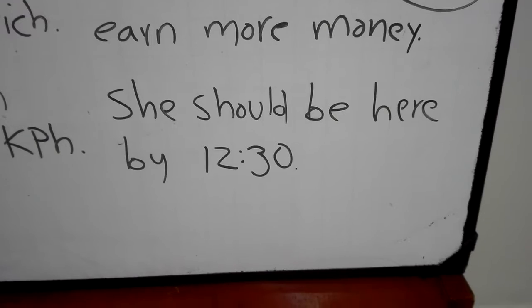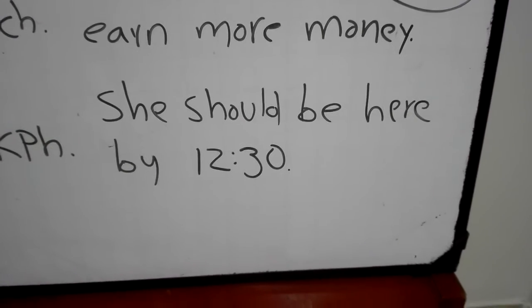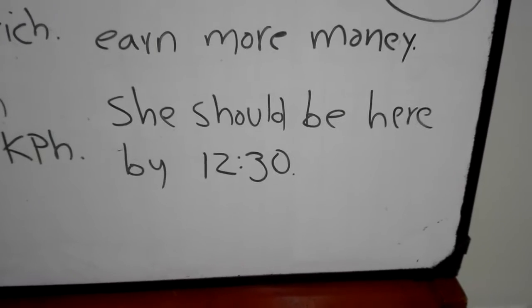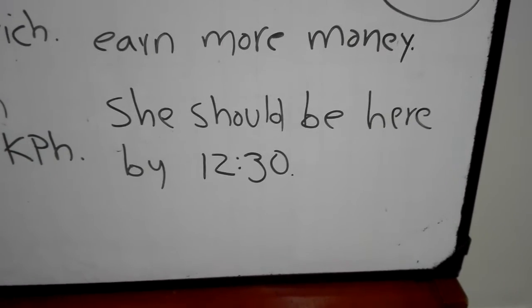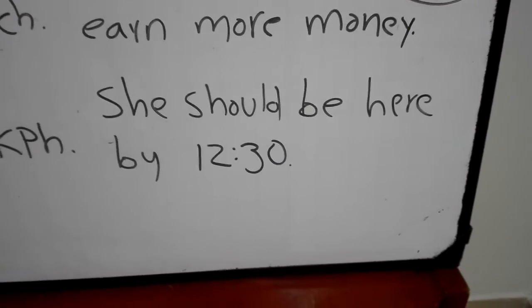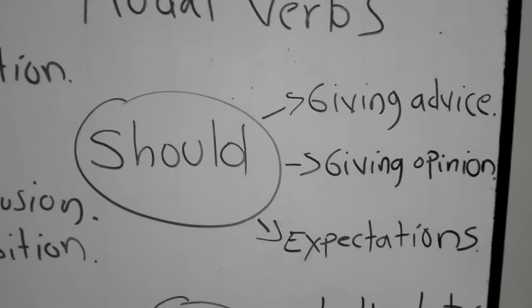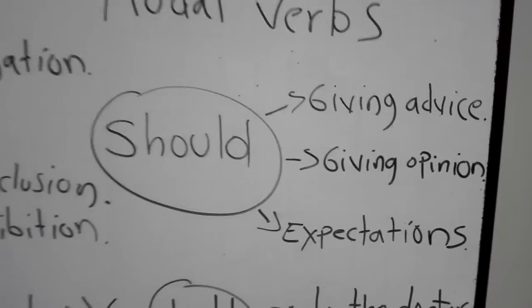So, Mary's mother tells Catherine, okay, Catherine, Mary should be here by 12:30. So this is the expectation because Mary studies from 9 to 12. So she's supposed to be at home at 12:30. This is the expectation. Okay? So these are the uses for should. Again, when we're talking about giving advice, giving opinion, and expectations.